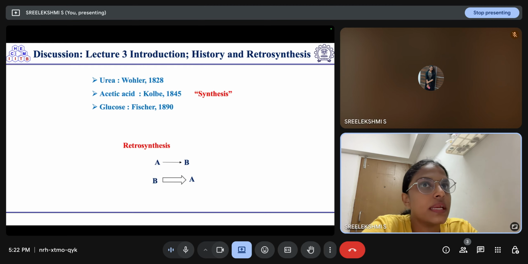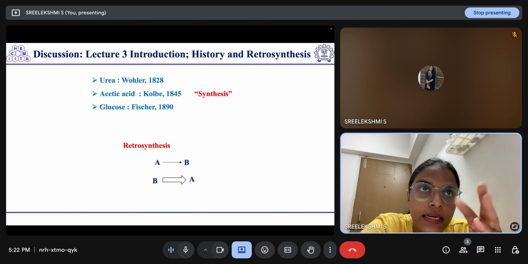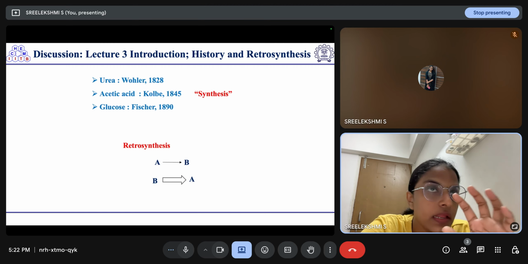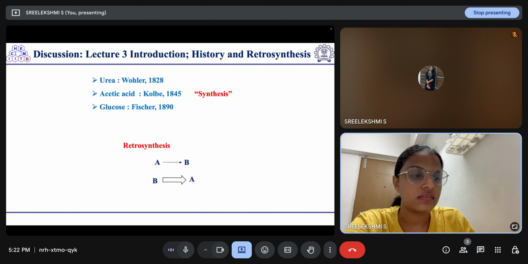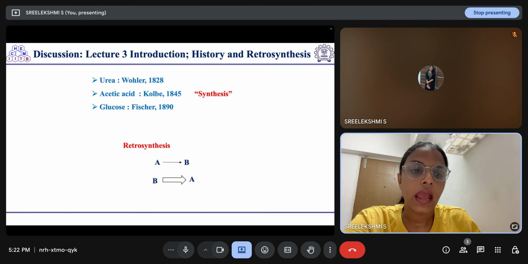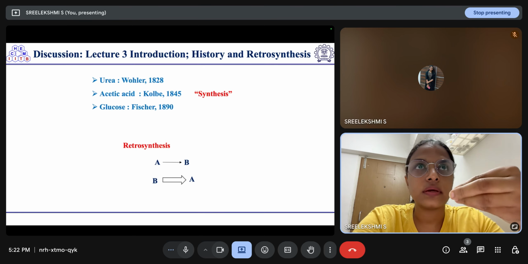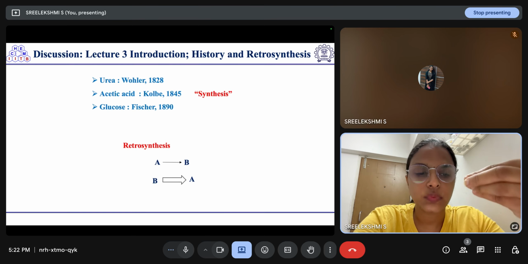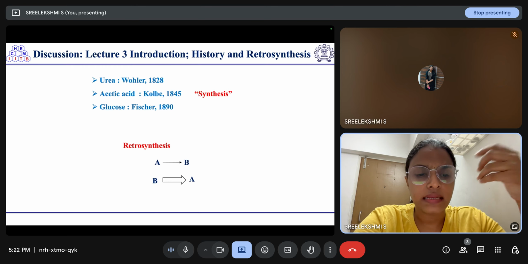For that, we have to disconnect the target molecule at several bonds, by fragmentation or cleavage of the bonds, to get the starting material. The fragments which we get from the fragmentation of various bonds are known as synthons. Synthetic equivalents are the actual substrates which we use for the synthesis in the forward direction.